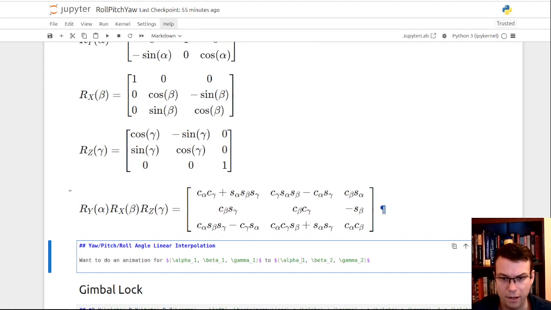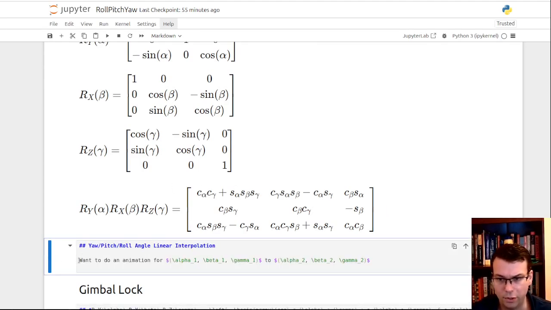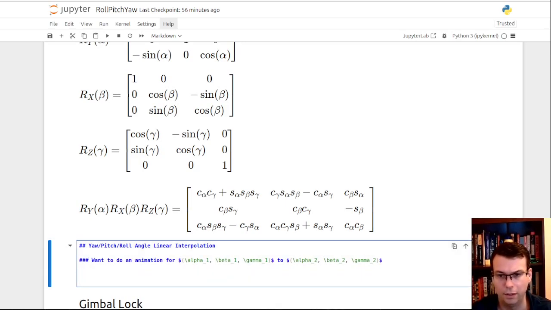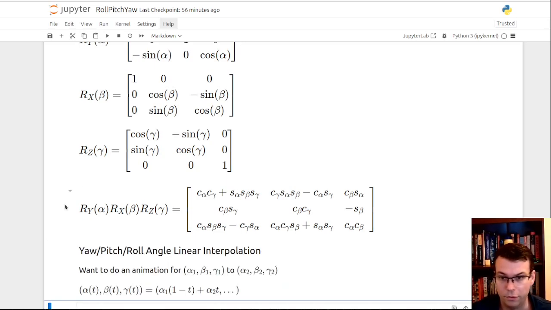then I can create a parametric equation for that. I can say, all right, well then I'm going to define some alpha, beta, gamma as a function of time. So we'll say, okay, I have an animation now. I want to imagine that my animation is going from time 0 to time 1. And then the equation that I'm going to get is going to be alpha 1 times 1 minus t plus alpha 2 times t. So let me just start with that, because the other two are going to be the same.